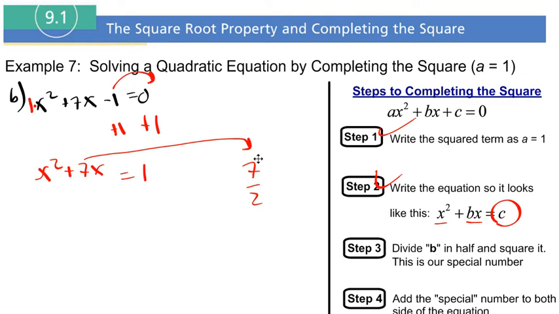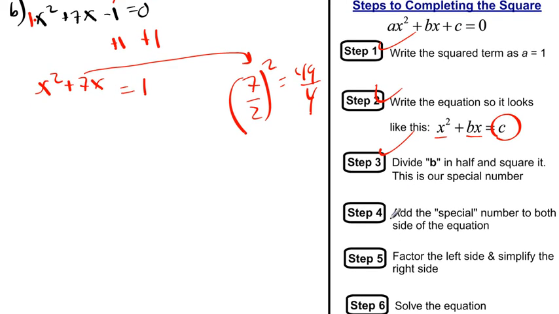Okay? So I cut it in half and then I square it. So I get 49 over 4. 7 squared is 49. 2 squared is 4. Bing! And this is our special number. All right, make sure don't forget about that. That's our special number that we just found. So in step 4, let's add this number, our special number, to both sides. So x squared plus 7x, that's a 7 right there, plus 49 over 4. And then on the right side, let's add 49 over 4.